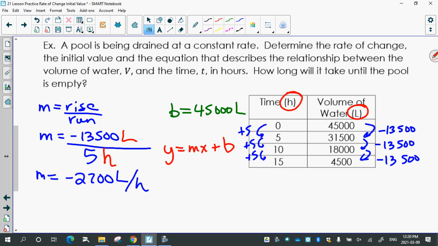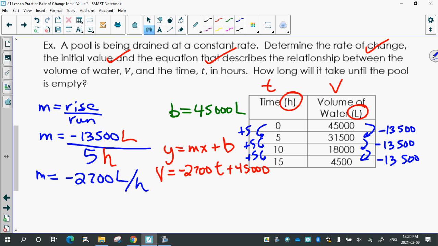Instead of y, we're using volume. And instead of x, we're using time. So our equation is going to be v equals negative 2,700 t plus 45,000. So determine the rate of change, check. Initial value and equation that describes the relationship between the volume of water V and the time T in hours.